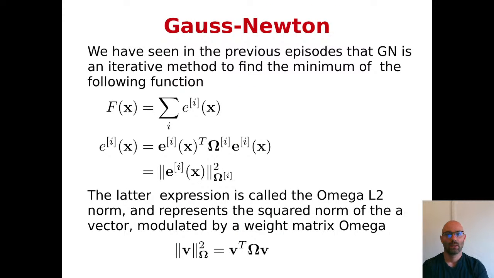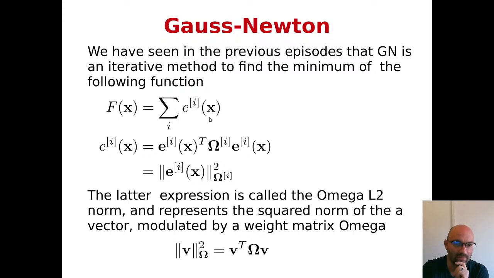Now, let's recap what Gauss-Newton does. The goal of Gauss-Newton is to minimize a function which is the sum of many little functions, where each of those little functions is typically what we call the omega norm, which is the squared magnitude of a vector modulated by an information matrix omega, and this vector is the error vector, which is a function of the state x. This small e is a scalar, to distinguish it from the bold version, which is a vector.